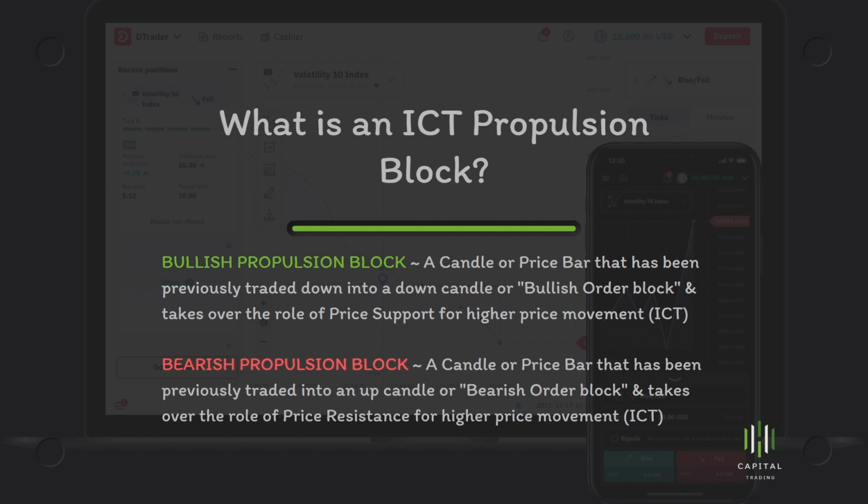And then when we look to go short or we look to sell, this is how we define a propulsion block. This is a candle or price bar that has been previously traded into an up candle or a bearish order block, and then takes over the role of price resistance for higher price movement.